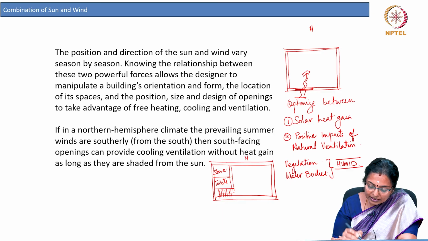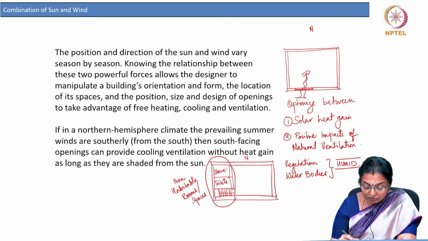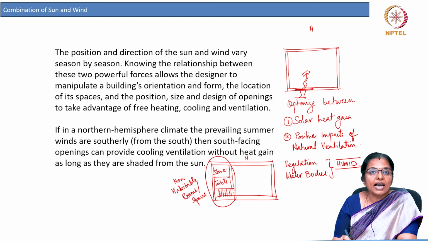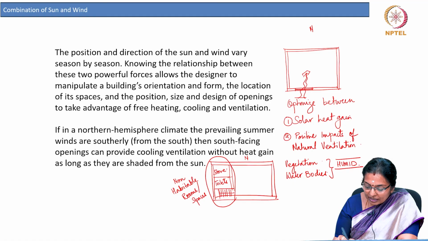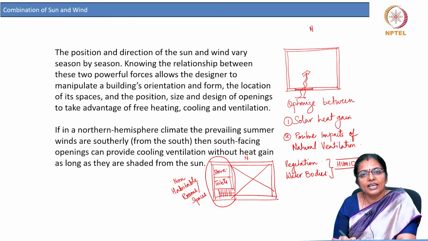If this is the north, then this is the west. So, what happens is, in effect, you are trying to buffer the west with non-habitable rooms or spaces. It is a good idea to do this, that you buffer the west with non-habitable spaces so that it acts also like an insulation to the other areas of the room by preventing heat gain inside.